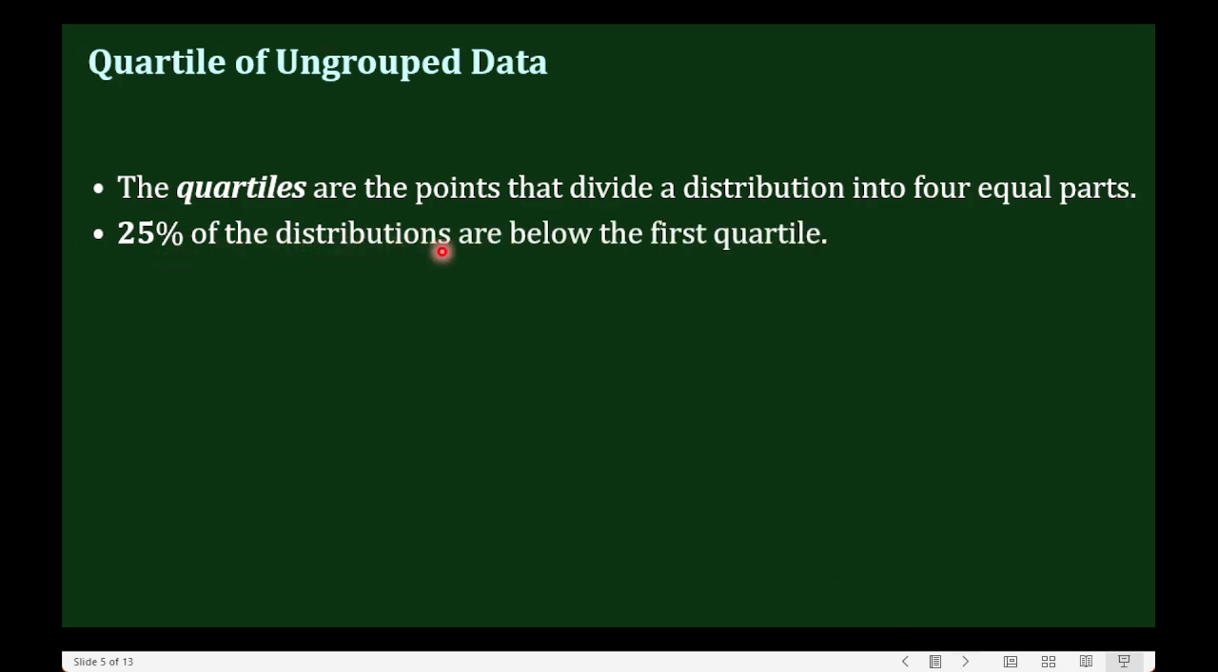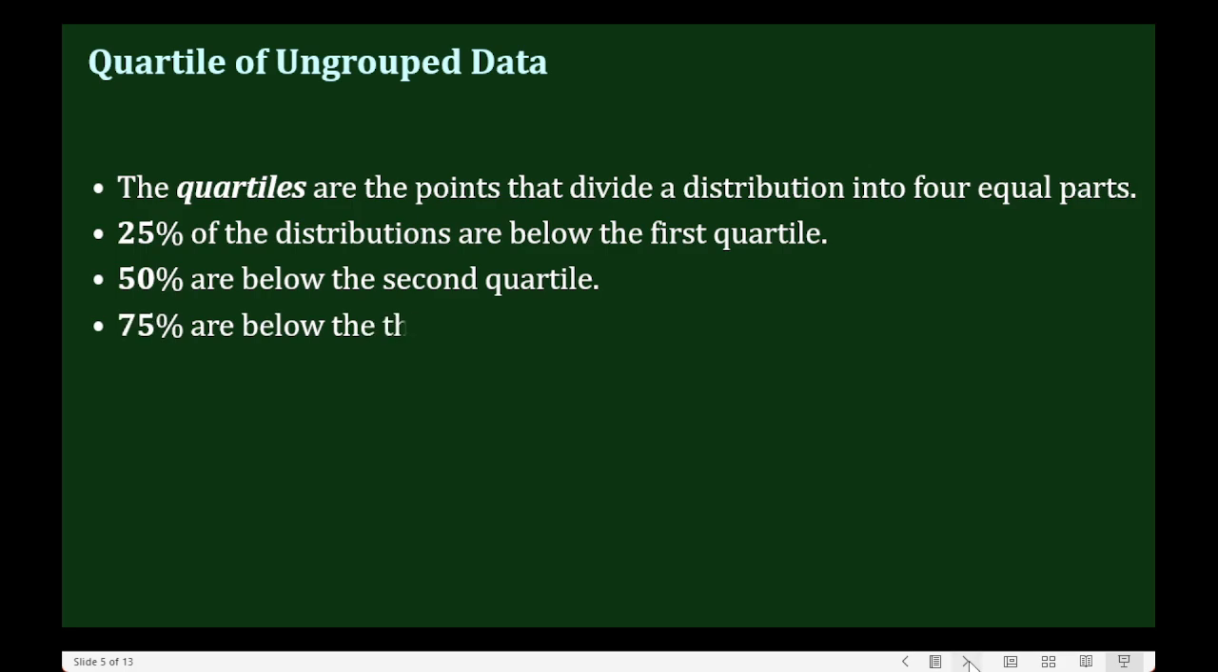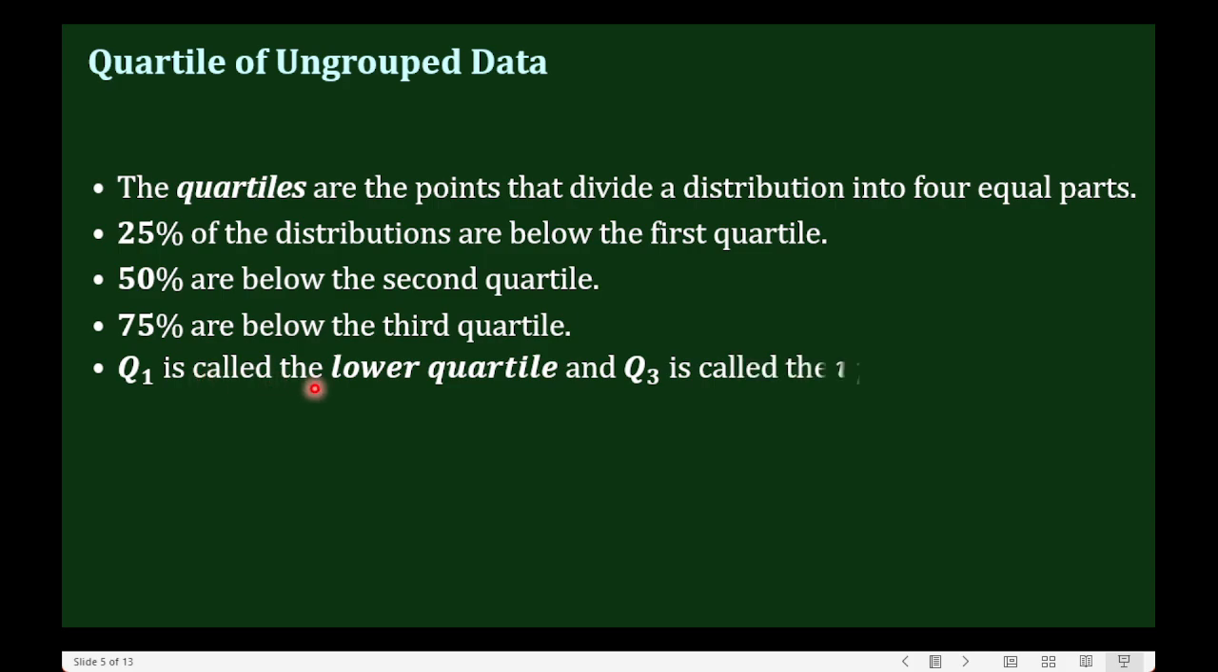25% of the distribution is below the first quartile, or Q sub 1. 50% is below the second quartile. 75% is below the third quartile. Q sub 1 is called the lower quartile, and Q sub 3 is the upper quartile.